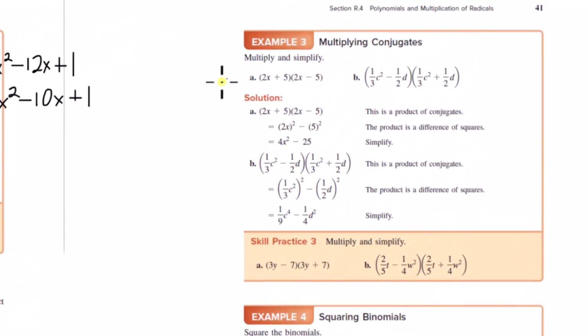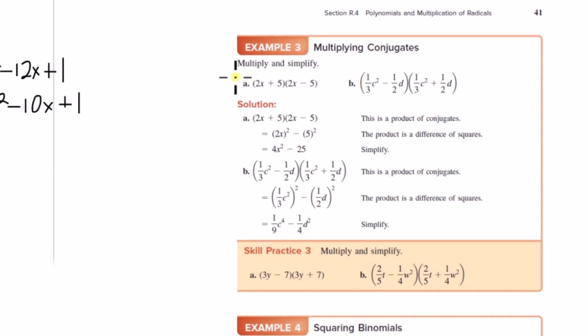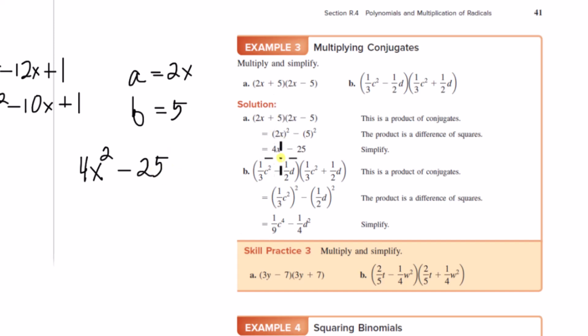Okay, so let's work some examples here. Let's multiply these two binomials. We can see that they're conjugates. We see that a is equal to 2x and b is equal to 5. A plus b, a minus b. So we know that if we just take a squared and then subtract b squared, that's going to be it. And there it is. Okay?